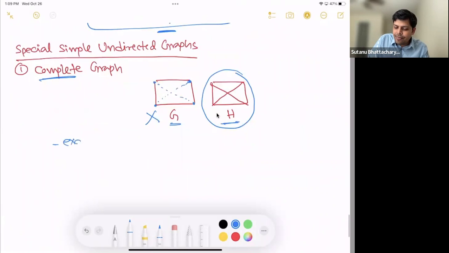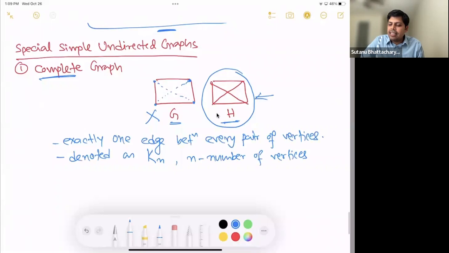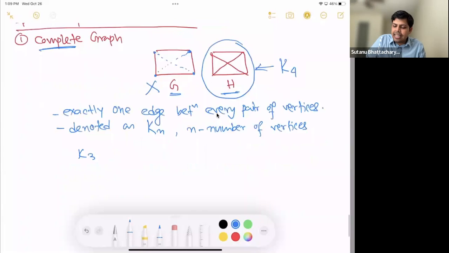So exactly one edge between every pair of vertices. And it is denoted as K, capital K suffix N, where N is the number of vertices. So this graph is nothing but K4 because the number of vertices is 4. If I say K3, it is this one. What is K2? K2 is nothing but this one. What is K1? K1 is just a single vertex, no edge.